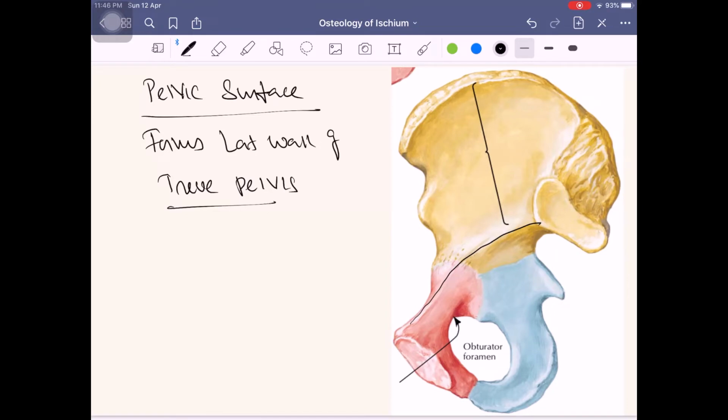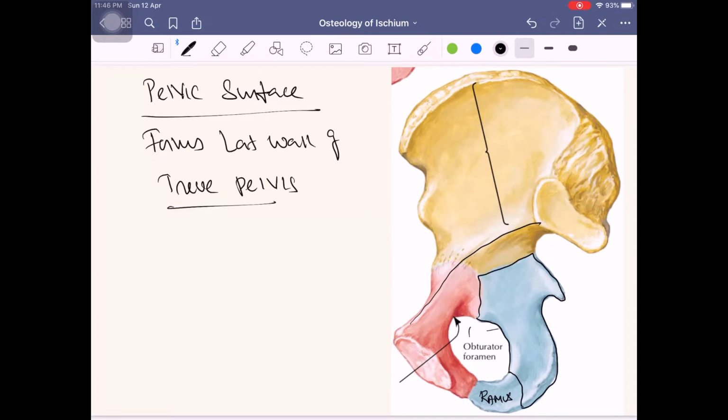So if I have to demarcate, this is possibly our margin. This is the ramus of our ischium, so we are not talking about it now. And the entire portion shown in blue color is our body on the medial surface.